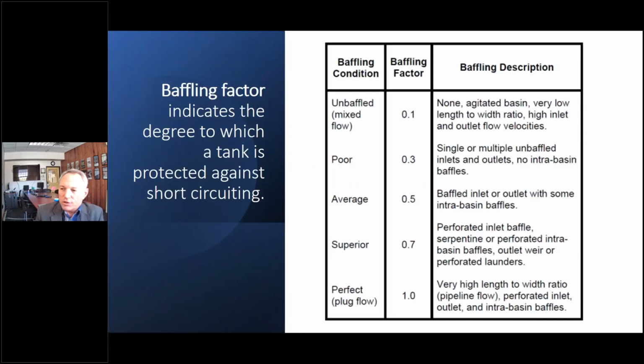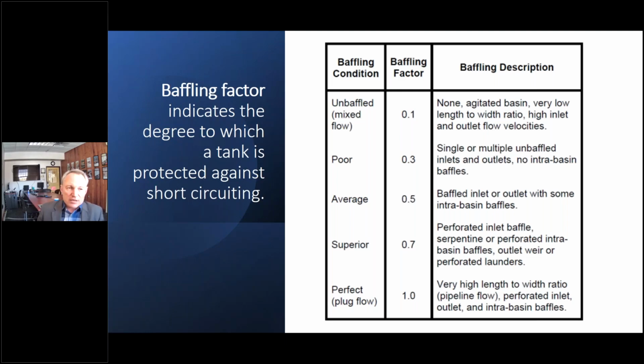All right, we're going to jump right in to our first concept, which is baffling. And these numbers that you're seeing here, the 0.1 all the way down to 1, describe different orientations and types of tanks or volumes that affect the contact between water and chlorine. At the top, we have an unbaffled tank, with no baffles, where we would only get credit for 1/10 of the volume because there's a chance of short circuiting.